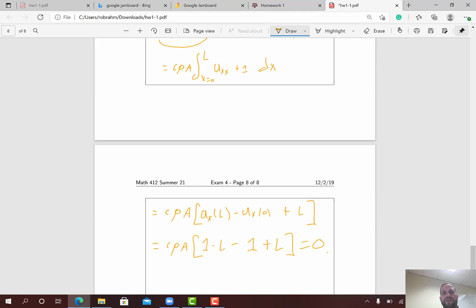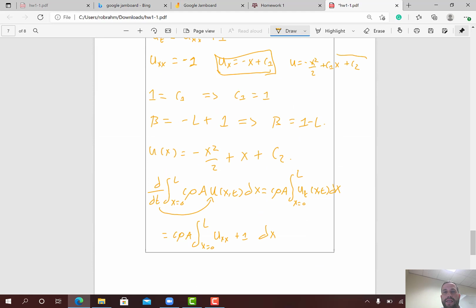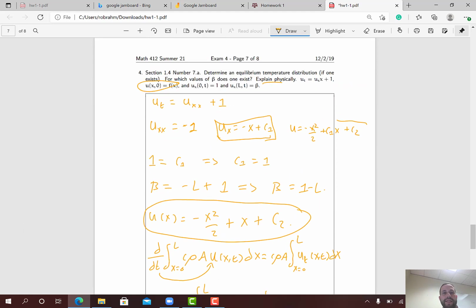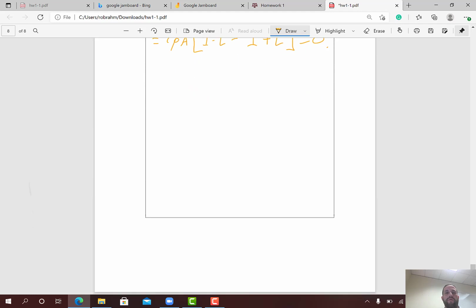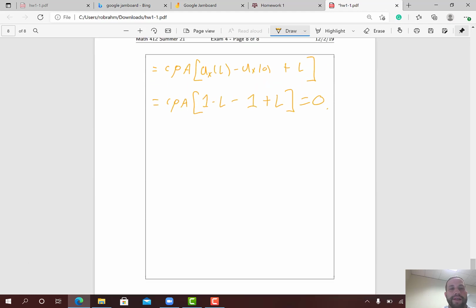Okay, so how can we use that? Well, this is the temperature distribution. So the integral of u of x,t is going to equal the integral of u of x,0. So what I'm saying is if the total energy remains the same, then the total energy at the beginning, the integral x equals 0 to L of u of x,0, is going to be equal to the total energy in the rod at any other time, the integral x equals 0 to L of u of x,t.